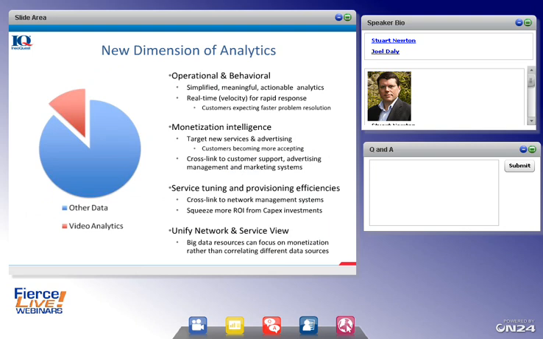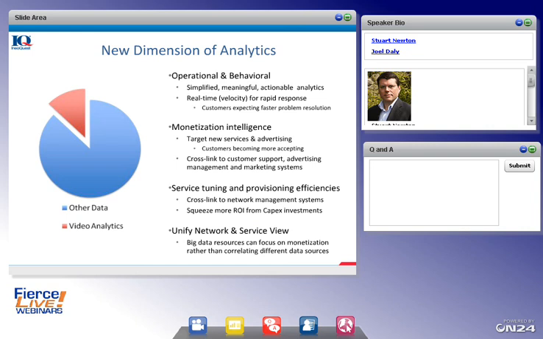So, to recap, to cover multi-screen services today, we need a new dimension of analytics. We need operational and behavioral. We need simplified, meaningful, actionable analytics. The more real-time, the better, because you can't afford to wait until a program or a sports event is finished to find out that a large percentage of your customers have disappeared and got the content from BitTorrent or other places like that. You need to fix the issues quickly. It also means that if you fix the issues quickly enough, you don't have to start giving refunds to your customers as well.